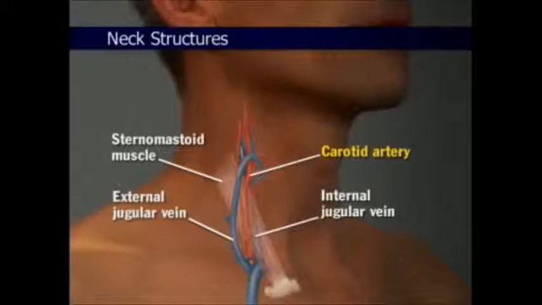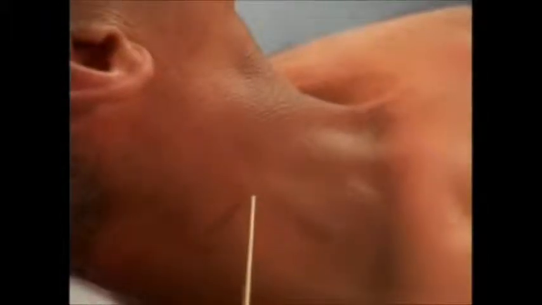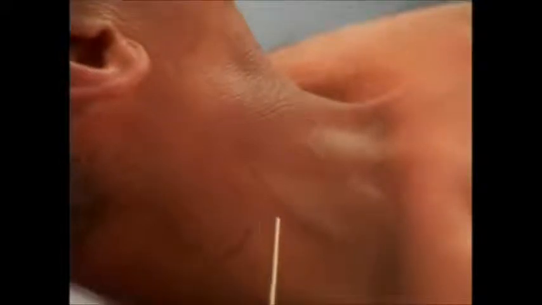The carotid artery is deep to the sternomastoid muscle. The internal jugular vein lies beneath the sternomastoid muscle, adjacent to the carotid artery. The internal jugular vein is not normally visible. The external jugular vein runs at an angle along the sternomastoid muscle toward the clavicle. The external jugular can be observed fairly easily.